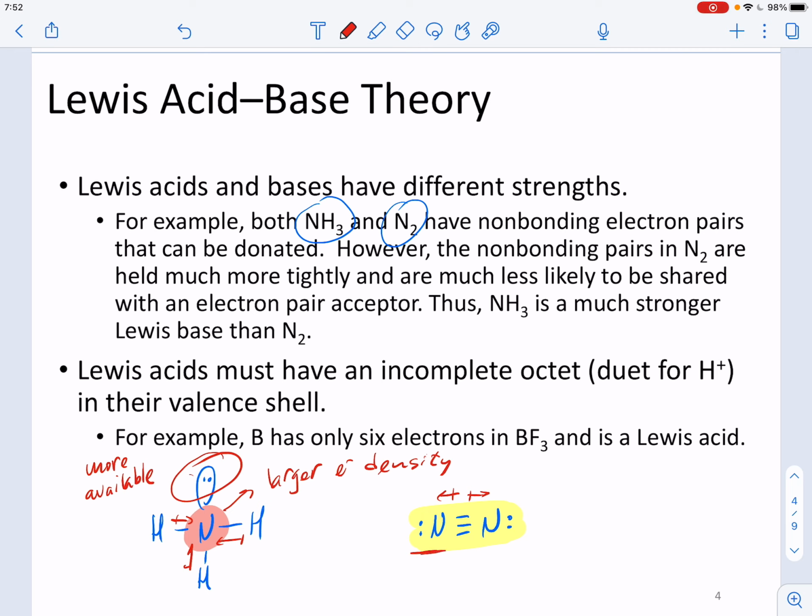That doesn't mean that the nitrogen molecule cannot act as a Lewis base, because the only requirement there is that you have a lone pair available. But if you compare the relative strength of the ammonia molecule versus the nitrogen molecule, because you have a larger electron density in the ammonia molecule, the ammonia molecule is going to be stronger as a base than the nitrogen molecule can be.